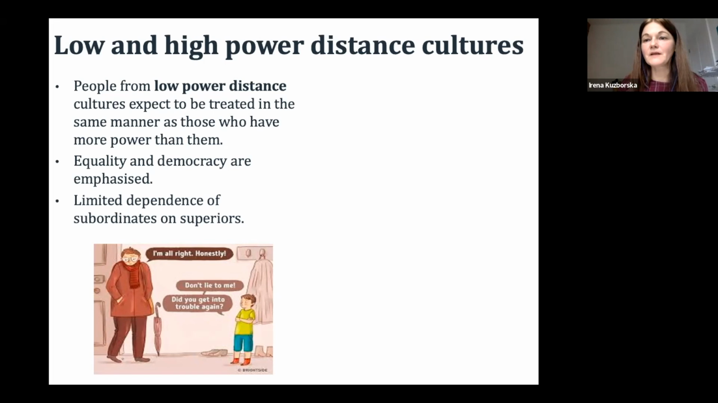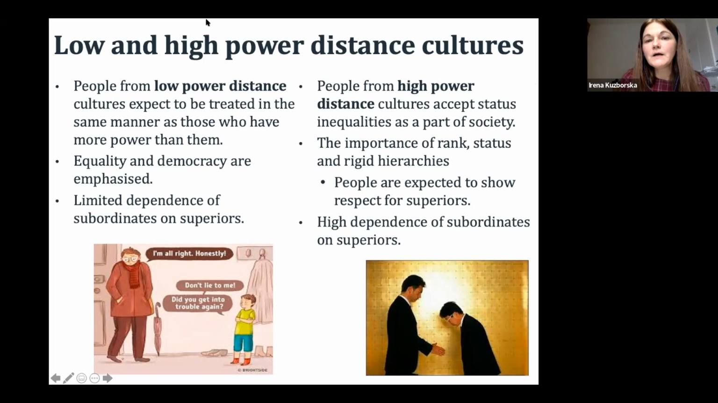There are discussions, consultations of a superior with their subordinates, and it's just normal. In high power distance cultures, people accept that inequalities are part of the society. We can see there are strict, rigid hierarchies, for example, in organizations and workplaces. There is this listening to your boss; superiors have more power than subordinates. So in other words, there is high dependency of subordinates on superiors.